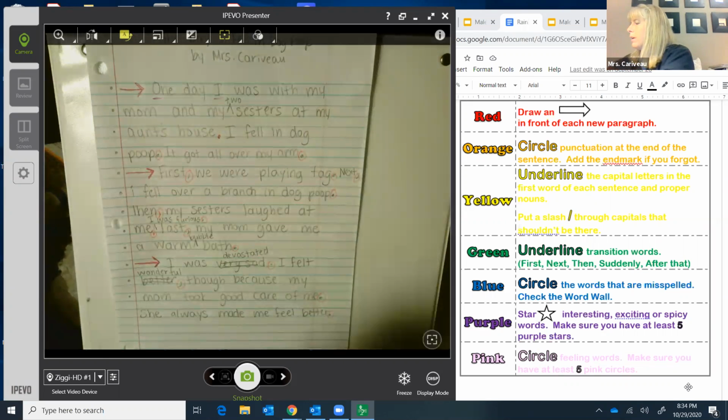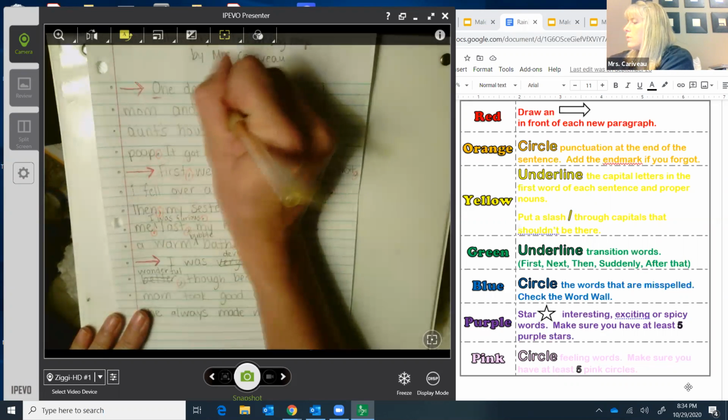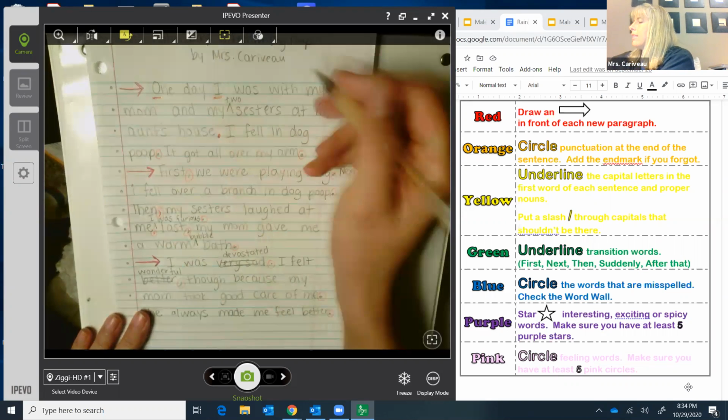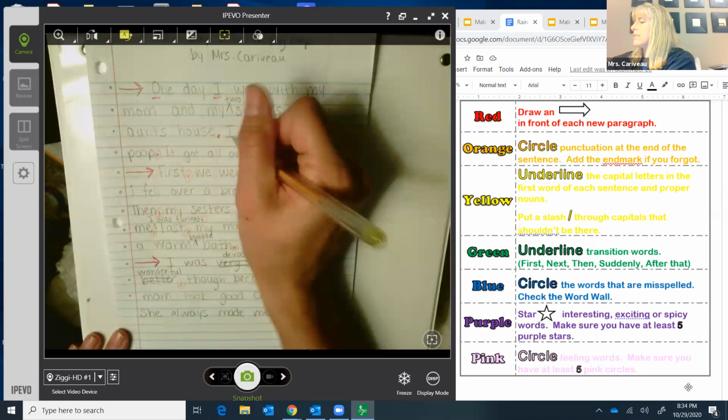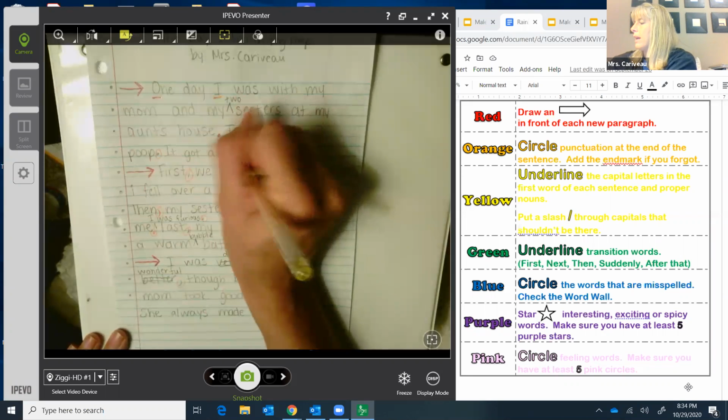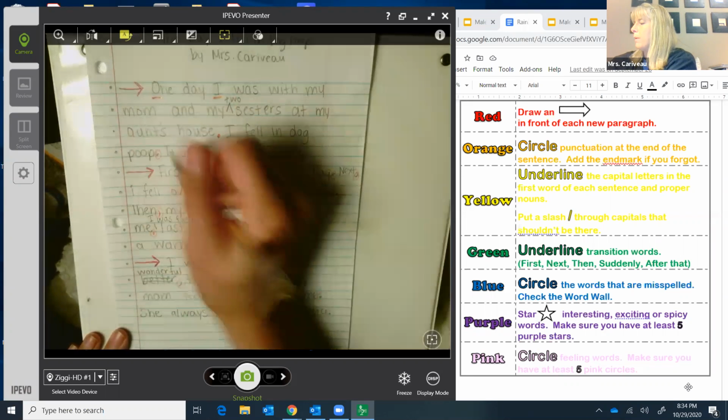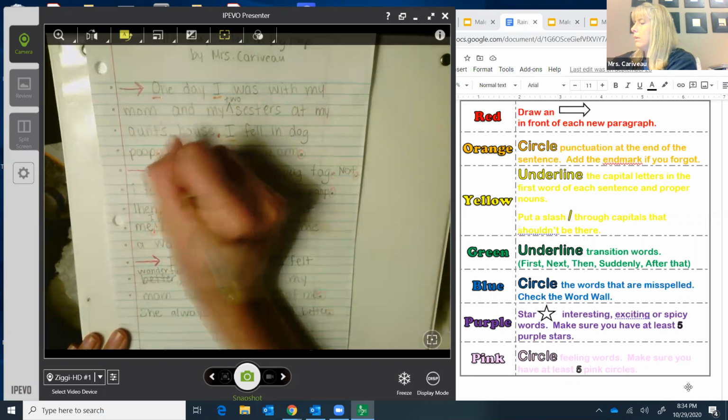Let me try a different yellow. That one's looking kind of orange. All right. Then was with my mom and my 2 sisters at my aunt's house. That's not her name, so I leave that lowercase. I fell in dog poop, and then period, capital.